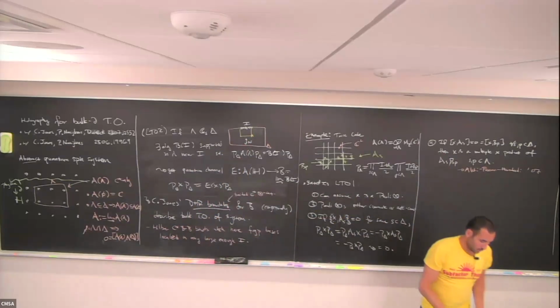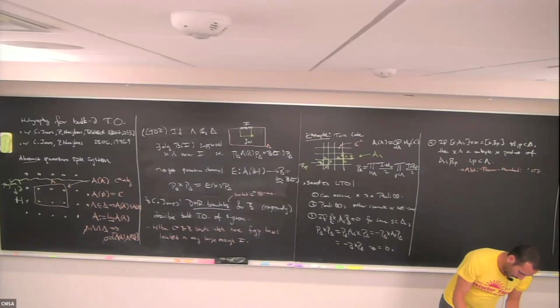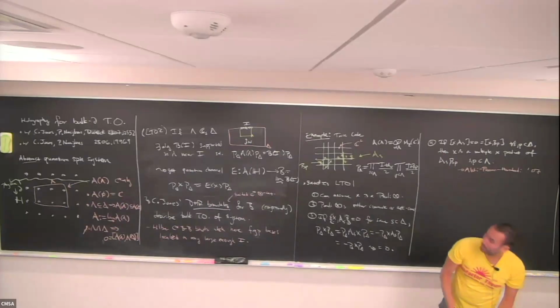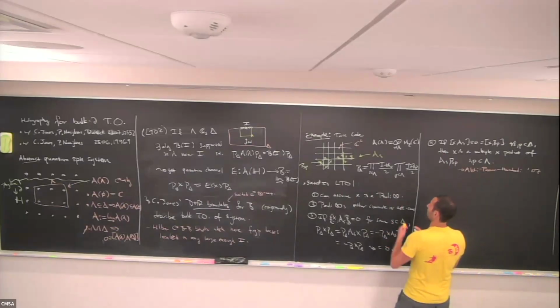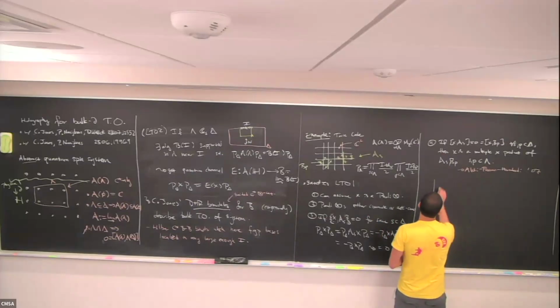Okay, so let's do the example here for the toric code. So again, we have this. I'll just draw another thing.